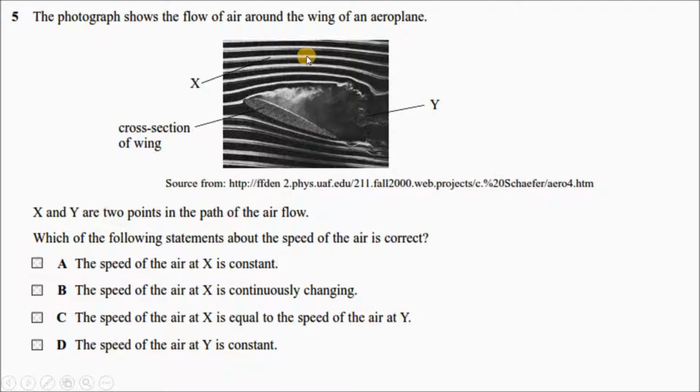So they move with a constant speed. So our answer should be A. But let's see the rest of the options.